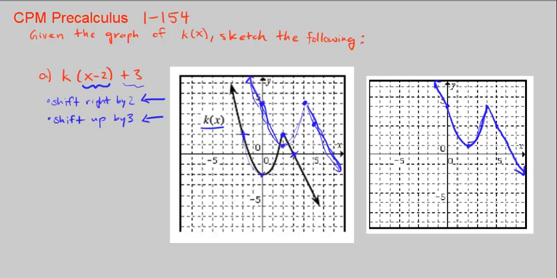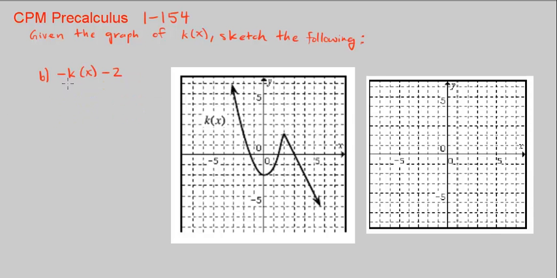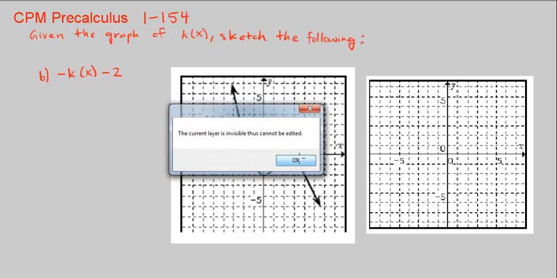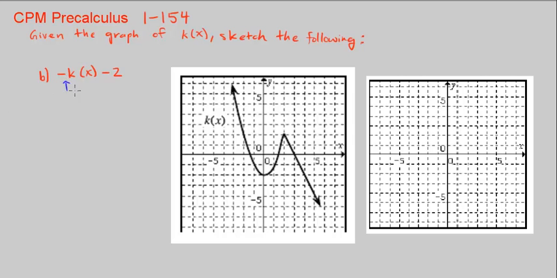Alright, let's move on to part B. Part B asks us, what is negative k of x minus 2? Remember, the negative is going to reflect across our x-axis. That makes our x-axis like a mirror, and everything reflects across it. The minus 2 means we're going to shift down by 2 units. So let's go ahead and do that.